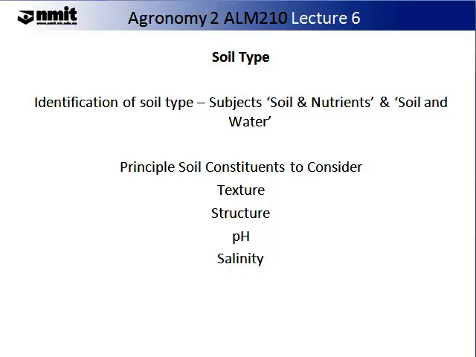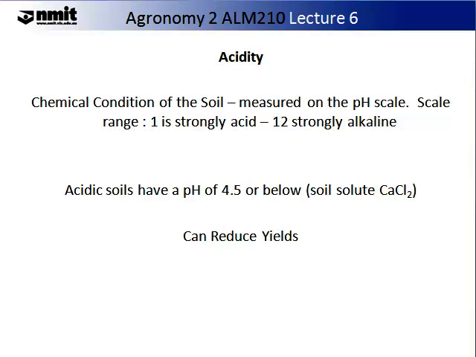So if you would like to characterize a soil, it is always good to start with the soil type. The principal soil constituents to consider for identification of a soil are texture, structure, pH and salinity. I'd like to start with exploring acidity and agronomy.